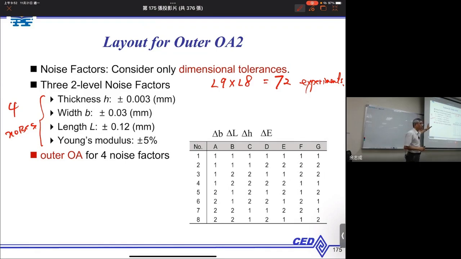Cross array experiment is very effective, and ideally it is very good because we can put the control factors in the inner array and arrange all the noise factors in the outer array. From the outer array, we can have very good symmetric, balanced samples to understand the influence of these noise factors. However, it is still too expensive.